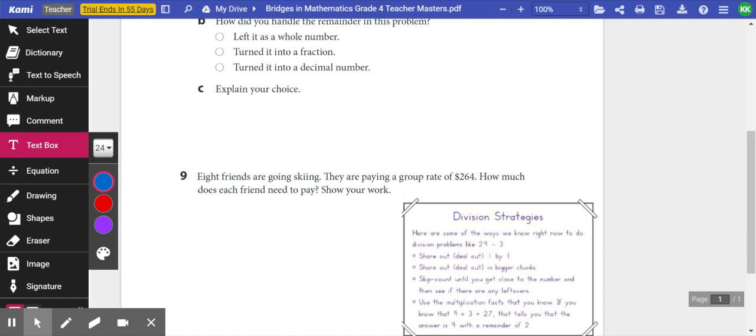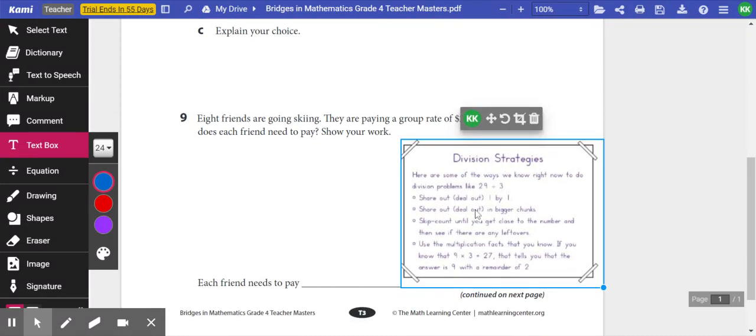Hi, we're looking at division strategies today, and I put down here in the corner some review division strategies of what we did basically back in Unit 1 on division. So there's some different ways you can show division. Here's a problem, 29 divided by 3. You can do a share out, deal out 1 by 1, share out, deal out in bigger chunks, skip count like 3, 6, 9, and keep going. Use the multiplication facts that you know. If you know that 9 times 3 equals 27, that tells you that the answer is 9 with a remainder of 2 because you've got 27, you've got 2 left over.